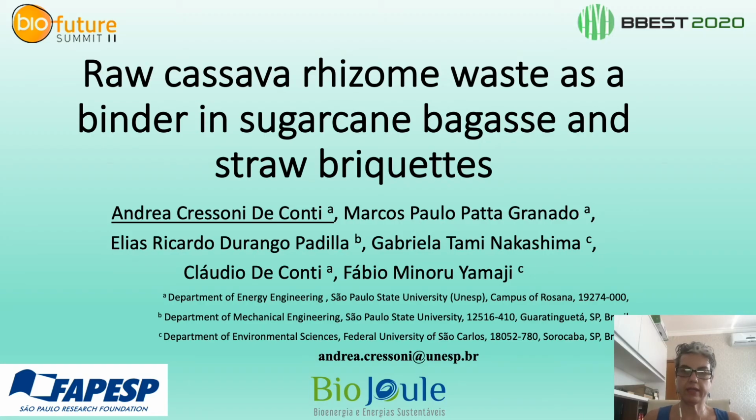Hi, my name is Andrea Cressoni de Conti. I'm from São Paulo State University, Unesp, campus of Rosana, and I am the leader of the research group called Biofuels. The study that I'm going to talk about here is about the use of raw cassava rhizome waste as a binder in sugarcane bagasse and straw briquettes. This study was developed with the researchers Marcos Paulo Pata Granada, Elias Ricardo Durango Padilla, Gabriela Tami Nakashima, Cláudio de Conti, Fabio Minoru Yamaji, and me. We received financial support from FAPESP and CAPES.